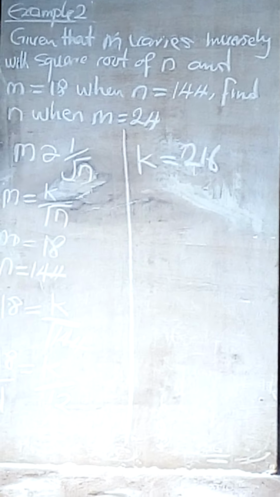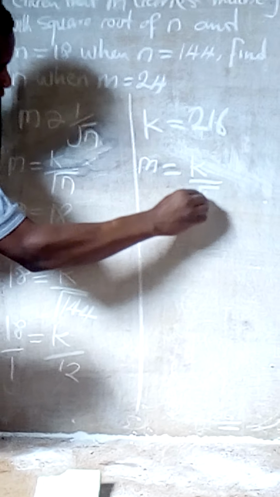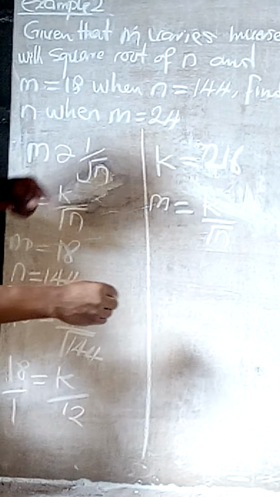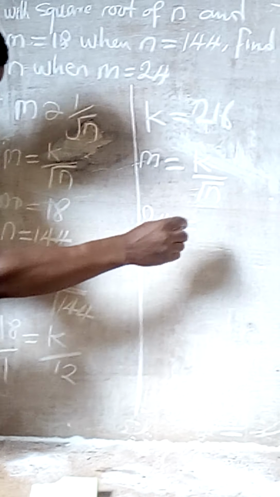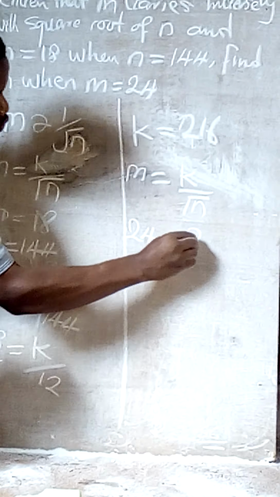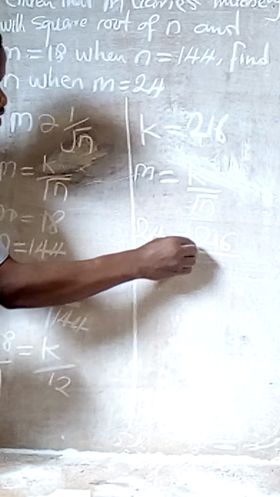Let's now move directly and solve what the question really asks us to calculate. Find n when m is equal to 24. Now see what happens here. The formula is m equals K all over root of n. And m was given as 24, equals K, which is 216, all over root of n.